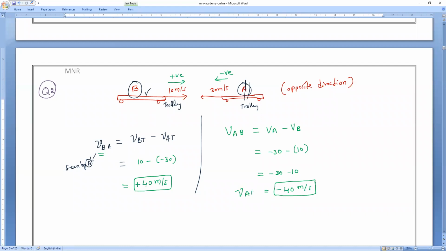So relative velocity of A with respect to B. Who is seeing here? Who is our observer? Observer is B. Clear? Any doubt in this? Understood? Yes, sir. Please, any doubt, anyone can respond.